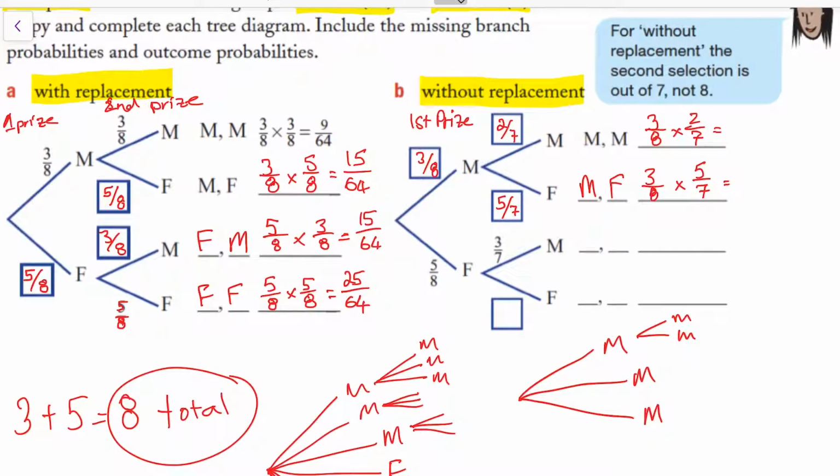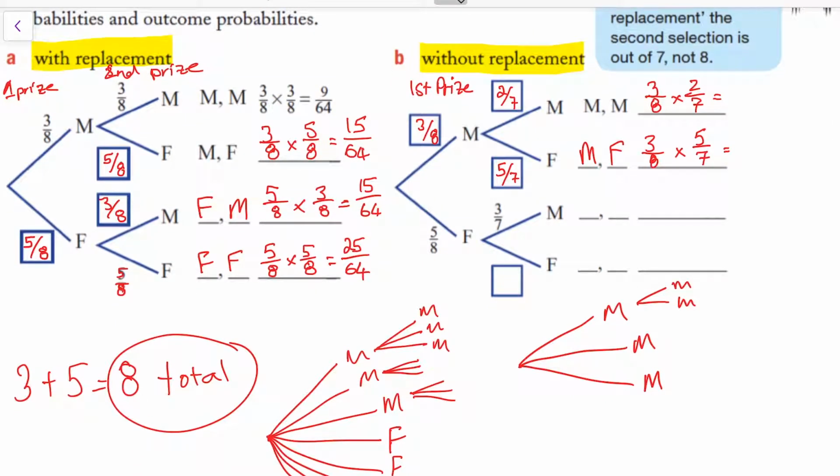Moving on to the females. All right. Now the females, we've got still first prize. There's 5 females. And if a female wins that first prize, that means now there's only 4 females left in the running for the second prize. So hence the 4 over 7. We then end up with female male, so 5 over 8 times 3 over 7. And then the last option is female female, which is 5 over 8 times 4 over 7.